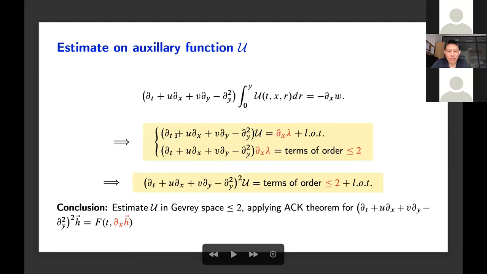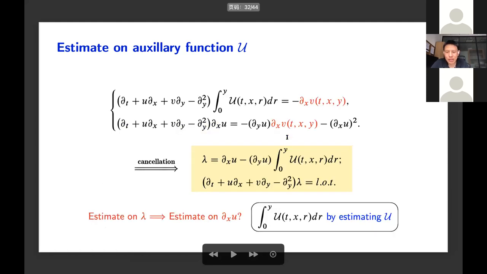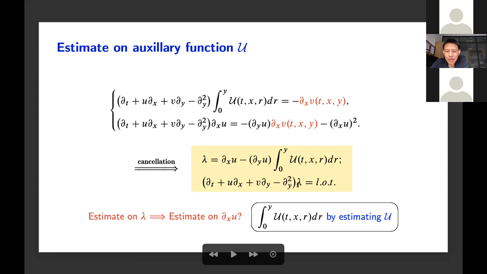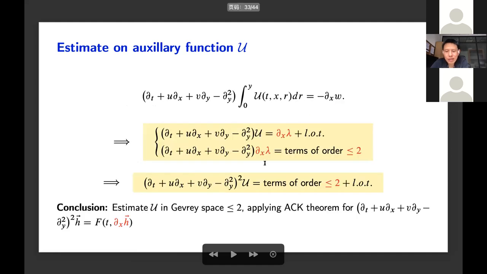Also for this equation, we also lose some tangential derivatives because this is the product of these terms. But luckily, we have the evolution equation for lambda. For this equation, we don't lose any derivatives for lambda. So we take the derivative of dx on this equation. You see, for this equation we don't have any derivatives. That means the source term is the second order of derivatives.